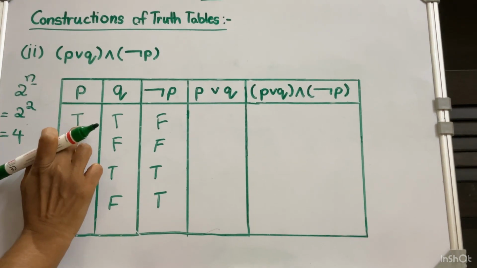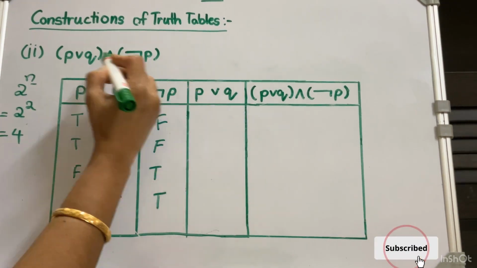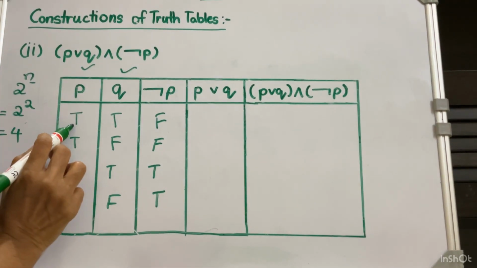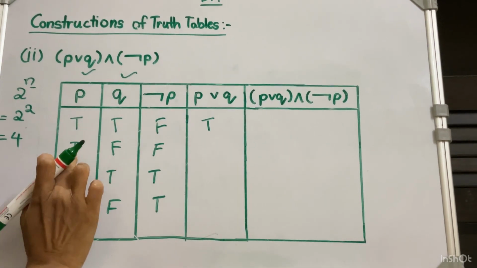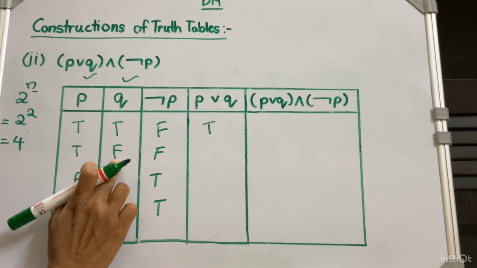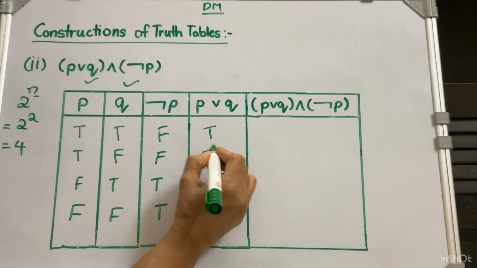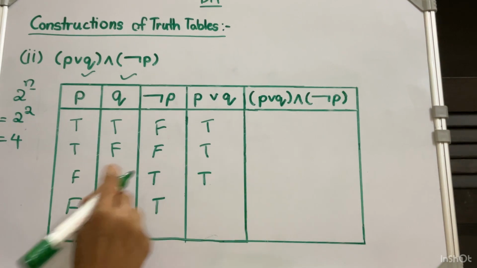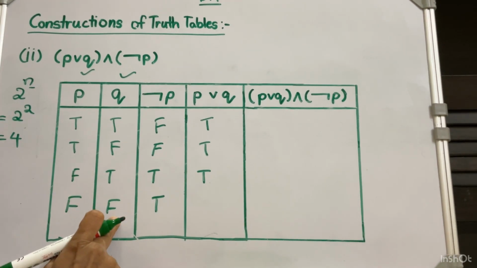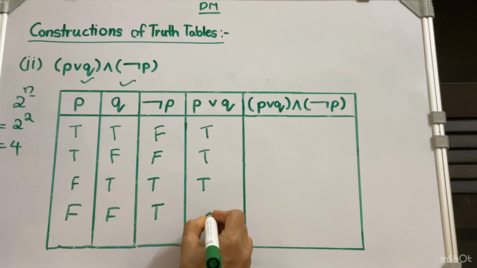So here, first P or Q. The first statement is true, second also true, so the result is true. First statement is true, second statement is false, so true. First statement is false, second statement is true, so true. First statement is false and second also false, the result is false.